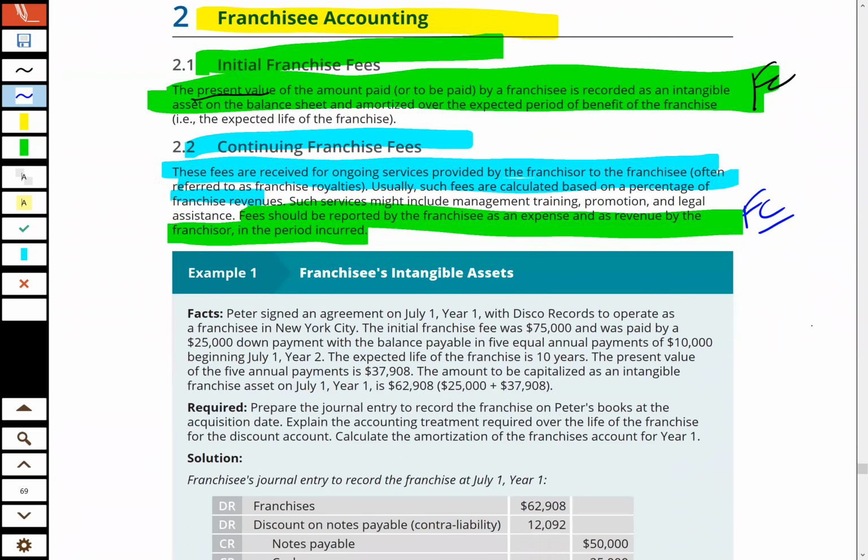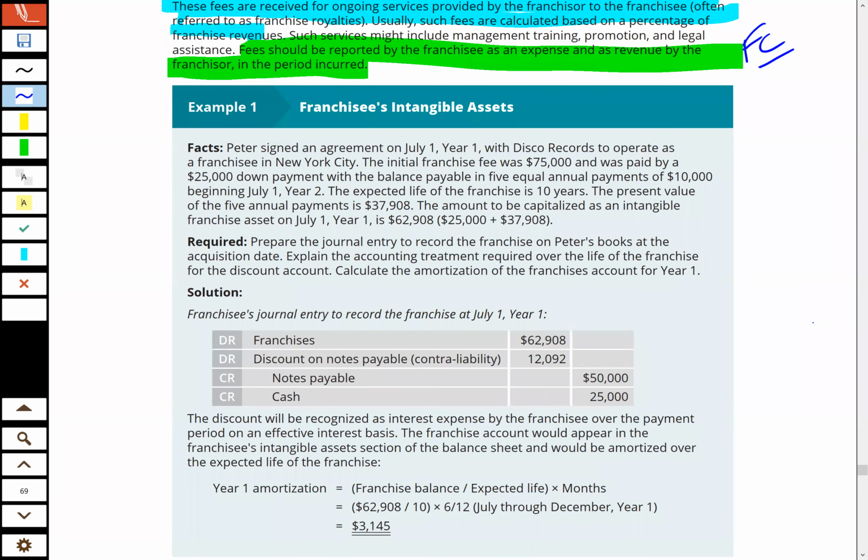Okay, so let's take a look at this example where Peter signed an agreement on July 1st, year one, with Disco Records, authorized franchise. The initial franchise fee was $75,000, which was paid by a $25,000 down payment and five equal payments of $10,000 beginning July 1st, year two. The expected life of the franchise is 10 years. And the present value of the five payments is $37,908. They took $10,000 times the present value of annuity factor at what interest rate? They don't give me the interest rate. It was 10%, guys. I just remember looking this up before.